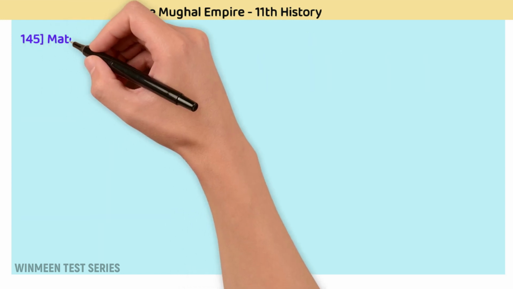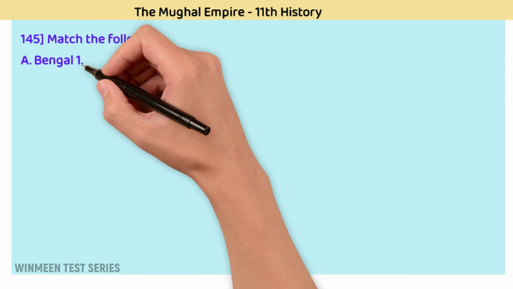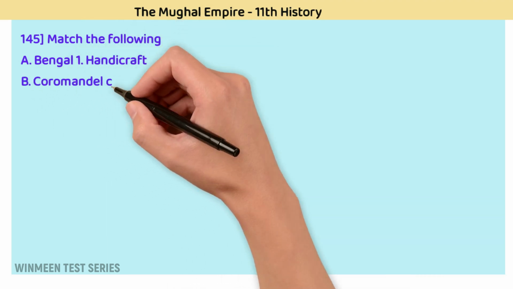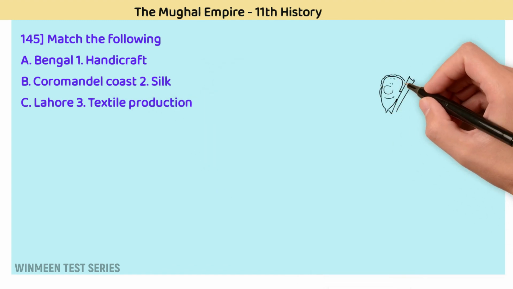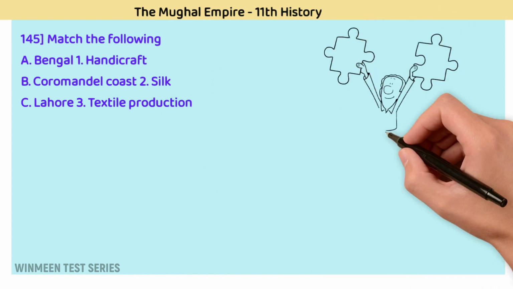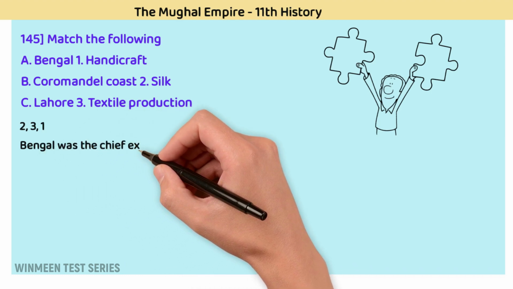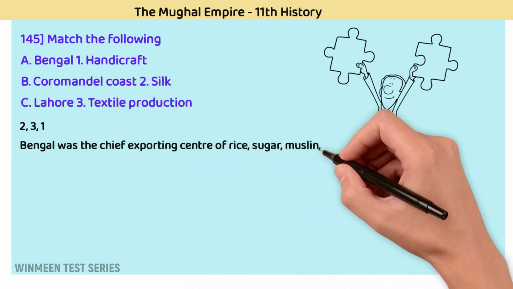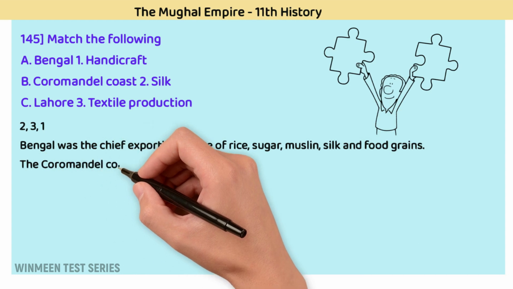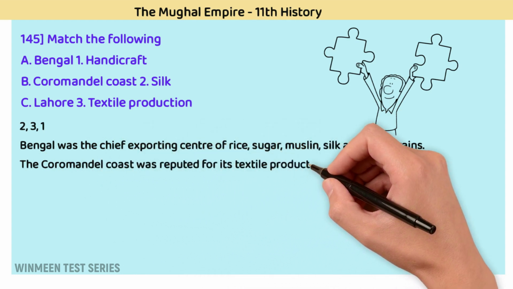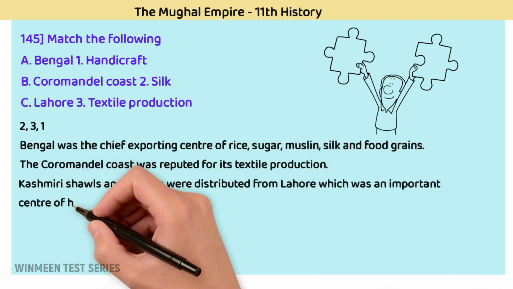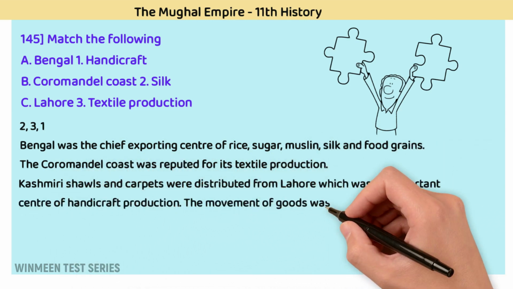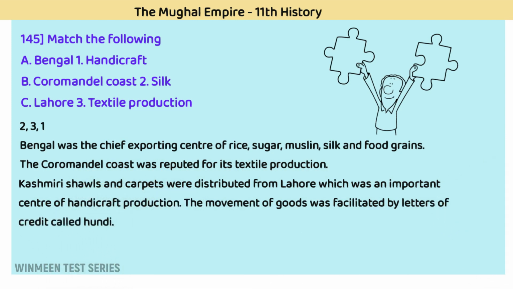Question number 145. Match the following: Bengal, handicraft; Coromandel Coast, silk; Lahore, textile production. The correct answer is 231. Bengal was the chief exporting center of rice, sugar, muslin, silk, and food grains. The Coromandel Coast was reputed for its textile production. Kashmiri shawls and carpets were distributed from Lahore, which was an important center of handicraft production. The movements of goods was facilitated by letters of credit called hundi.